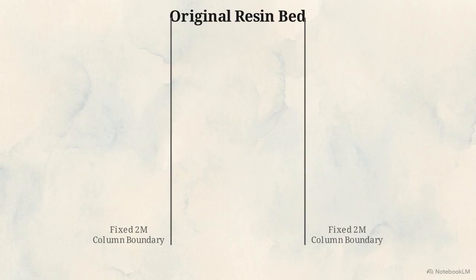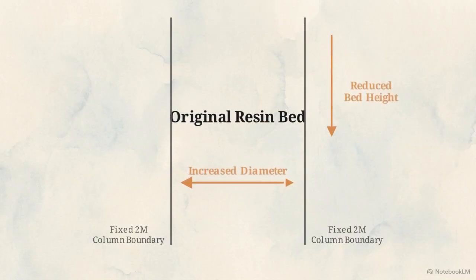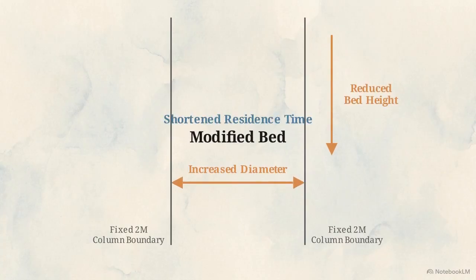At column 1, the original affinity capture step required a narrow, high-resin bed. By shortening residence times and altering bed heights, engineers forced the process to fit the physical dimensions of the 2-meter columns already bolted to the floor.